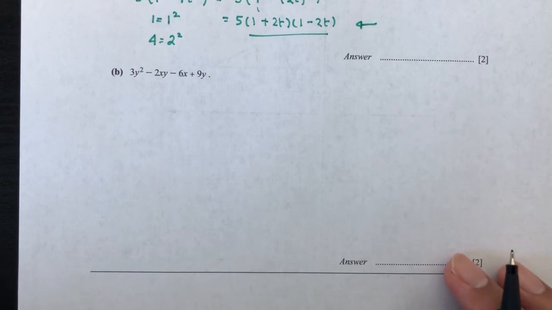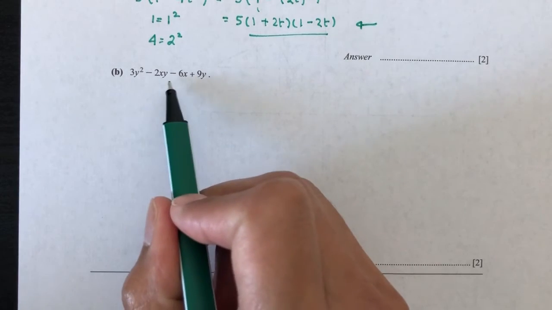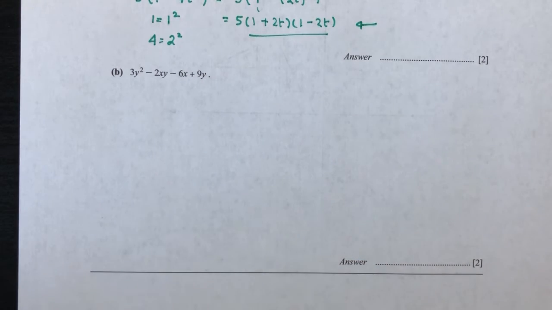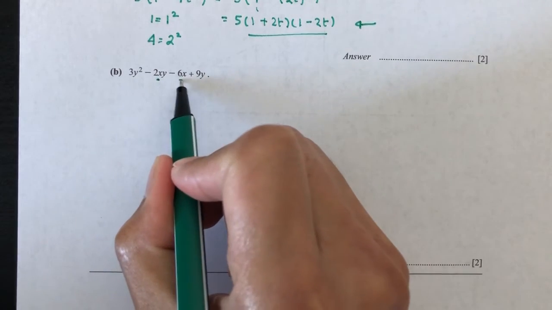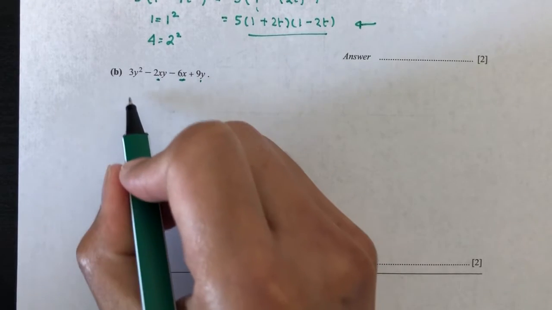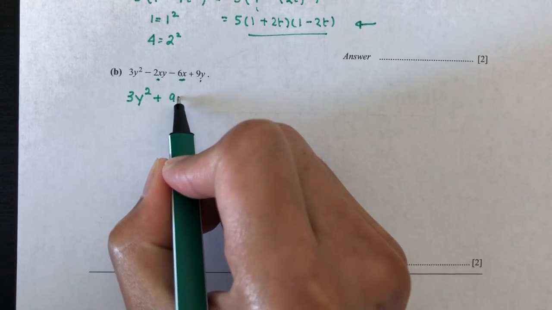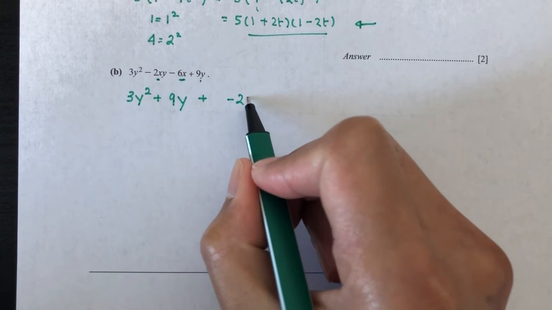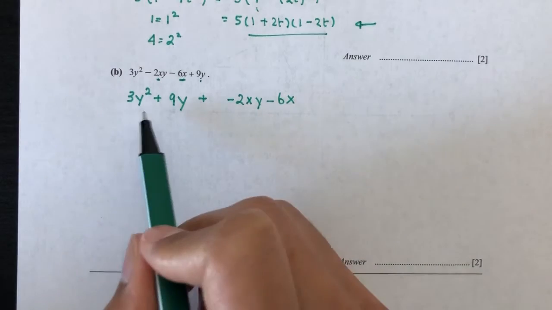Now moving on to part B, we have 3y squared minus 2y minus 2xy minus 6x plus 9y. As you can see, the x terms are common, so we group those two on one side and the y terms on the other. So this pair will be 3y squared plus 9y, and then plus, this pair will be minus 2xy minus 6x. Okay, so we'll look at those two first.